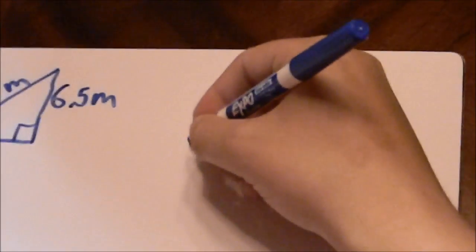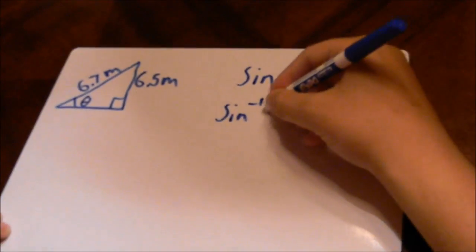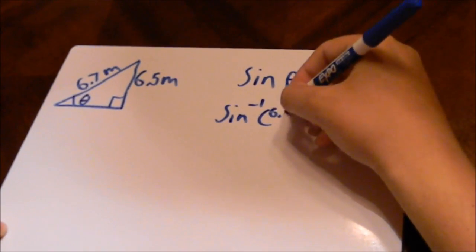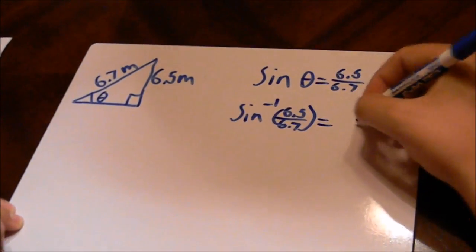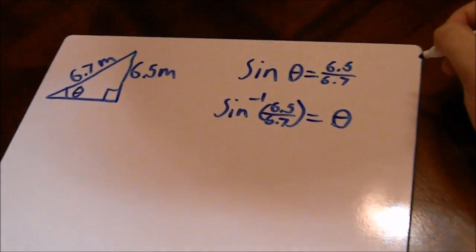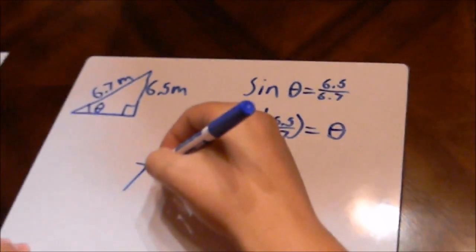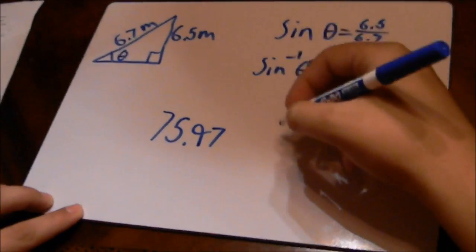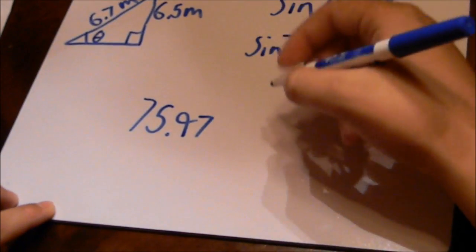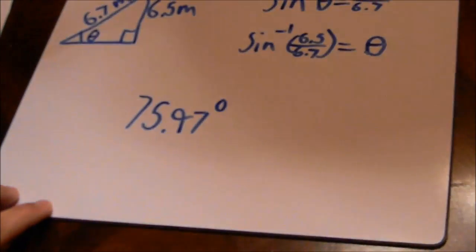And since we have this, we would have to turn this into an inverse, so it would be sine to the negative 1 of 6.5 over 6.7, which equals theta. And when you enter that into the calculator, you get 75.97. So the ladder would have to be at an angle of 75.97 degrees.